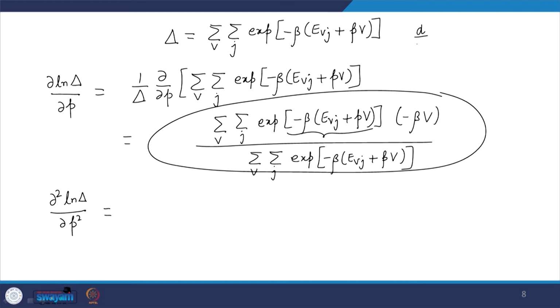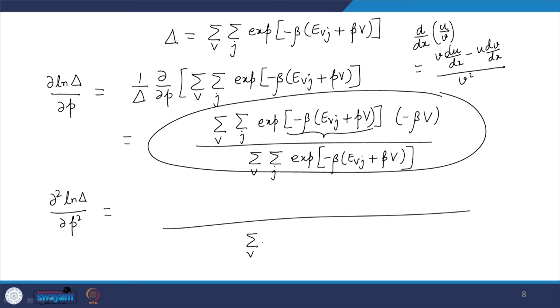Essentially, I am using the formula for division. This is equal to v du by dx minus u dv by dx by v square. Let us see what it gives me. So, in the denominator we will have summation of v summation of j exponential of minus beta EVJ plus PV whole squared, and then this entire thing, the denominator will appear here.